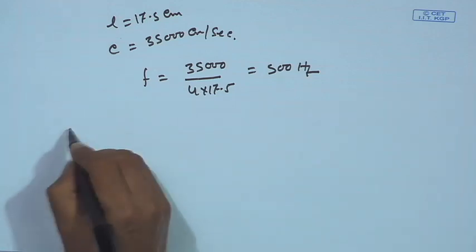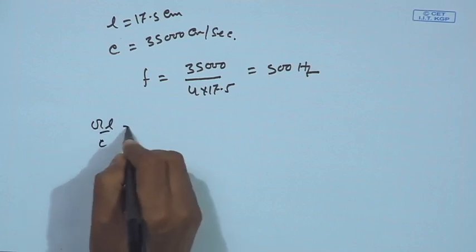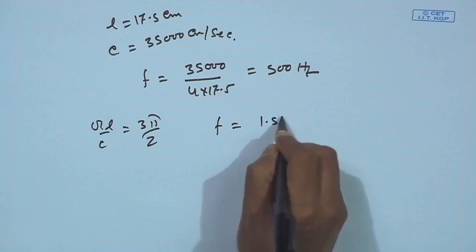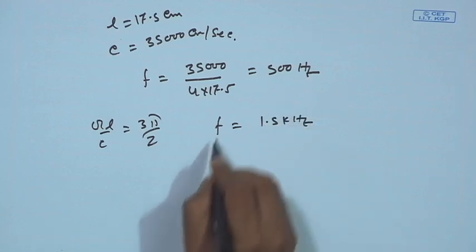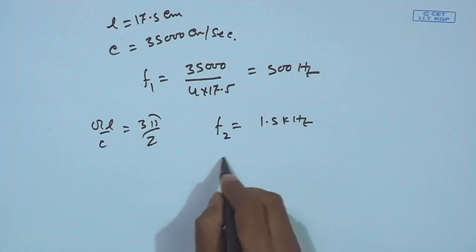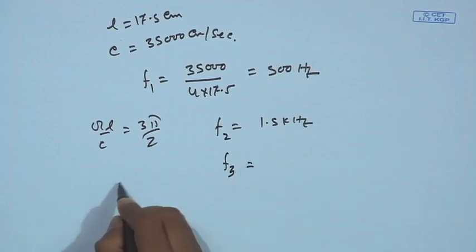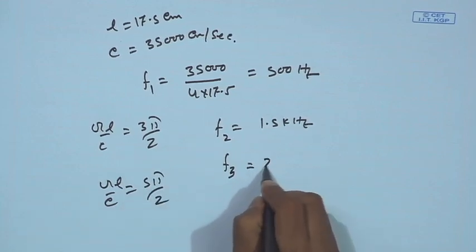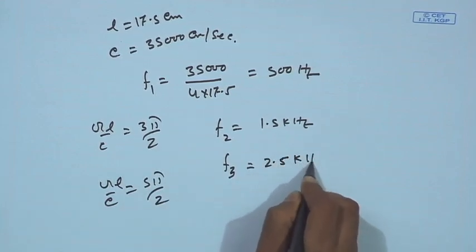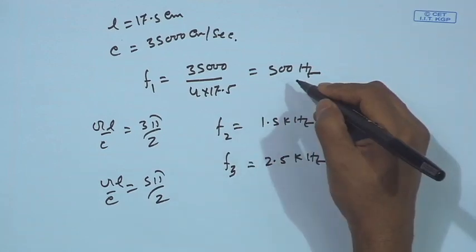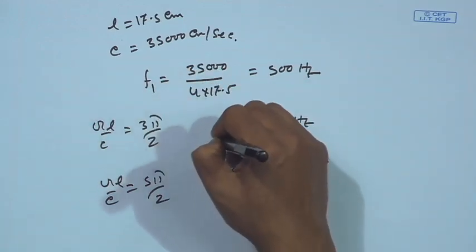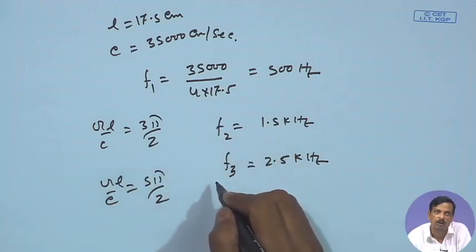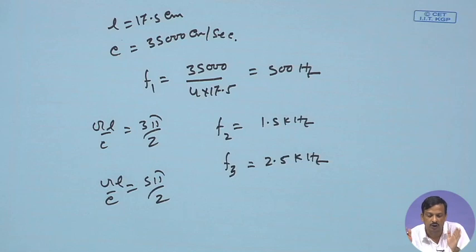If omega L by C is equal to 3 pi by 2, then F becomes 1.5 kilohertz. So, this is F1, the first formant, and then the second formant. If it is the third formant, then omega L by C is equal to 5 pi by 2, and it will become 2.5 kilohertz. The distance between the first formant and second formant is 1 kilohertz, and between the second and third formant is also 1 kilohertz. It is fixed because the tube length is fixed.